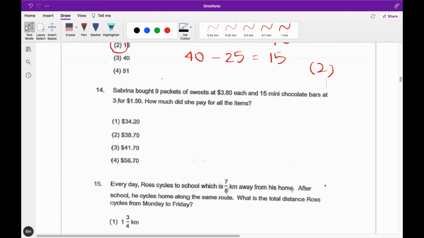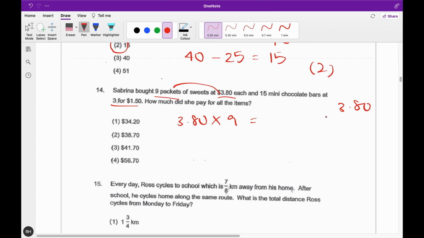Question 14. Sabrina bought 9 packets of sweets at $3.80 each and 15 mini chocolates at 3 for $1.50. How much did she pay for all the items? Okay, so we have 9 packets. This is $3.80. We can count the sweets first. So 380 times 9.